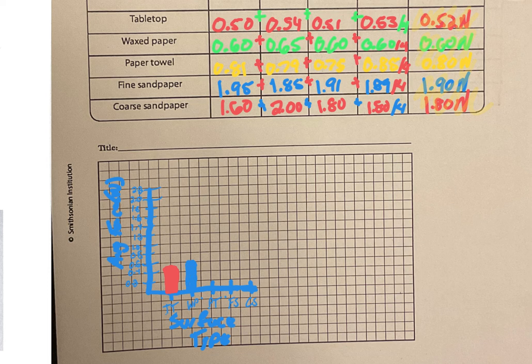All right, paper towel was 1.8. So it's going to go about to this line and down. Fine sandpaper was 1.9. So 1.9 is all the way up here. So that's 1.8. So let's go a little higher, kind of get to the middle there. So something like that. Come all the way back down.